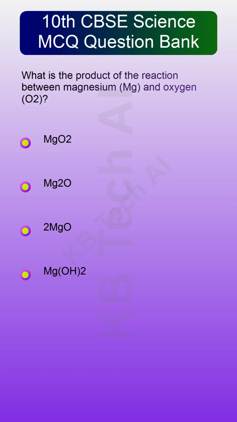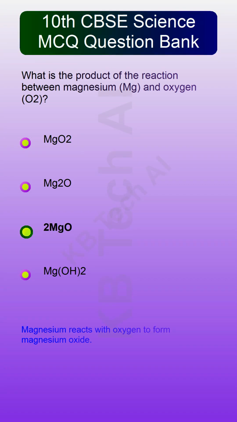What is the product of the reaction between magnesium, Mg, and oxygen, O2? Option 1, MgO2. Option 2, Mg2O. Option 3, 2MgO. Option 4, MgO2. The answer is, Option 3, 2MgO.